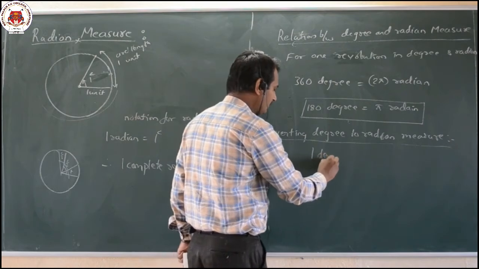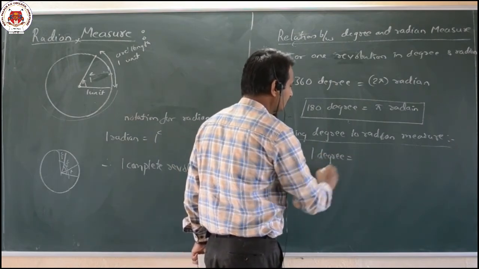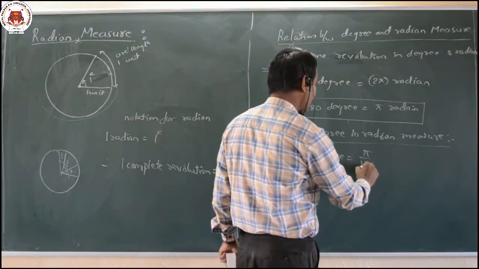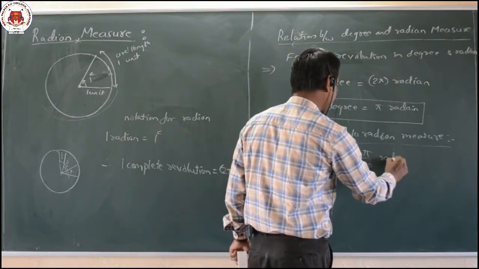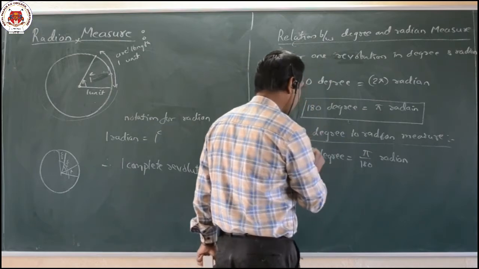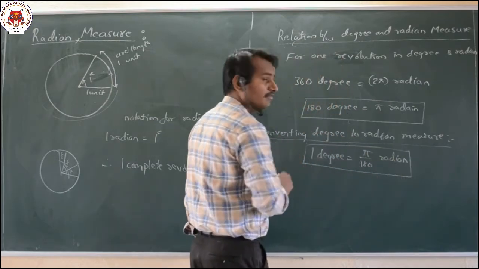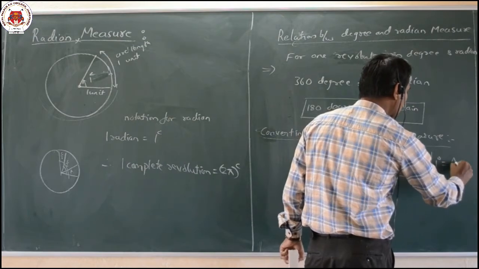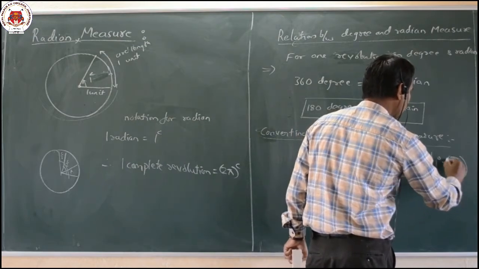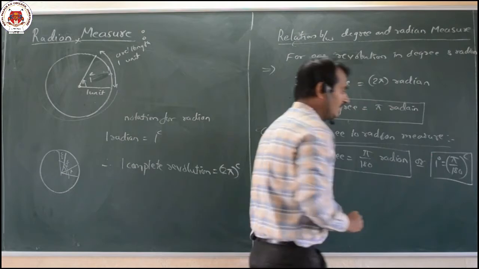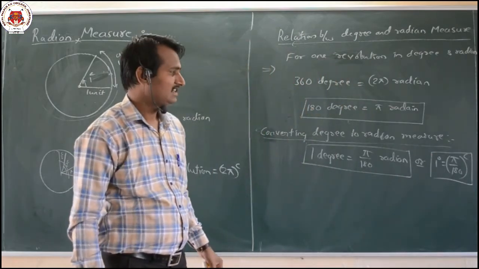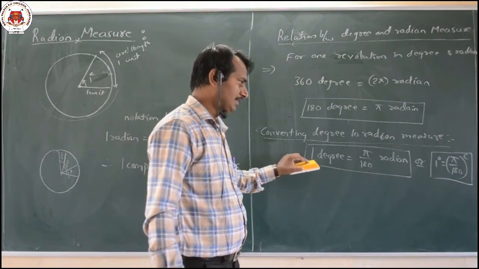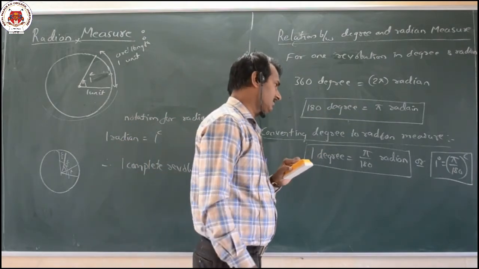1 degree is equal to, dividing by 180 on both sides, pi divided by 180 radian. So 1 degree is equal to pi divided by 180 radian, or it is also said to be 1 degree is equal to pi by 180 c. So that is nothing but a simple formula to convert degree into radian.